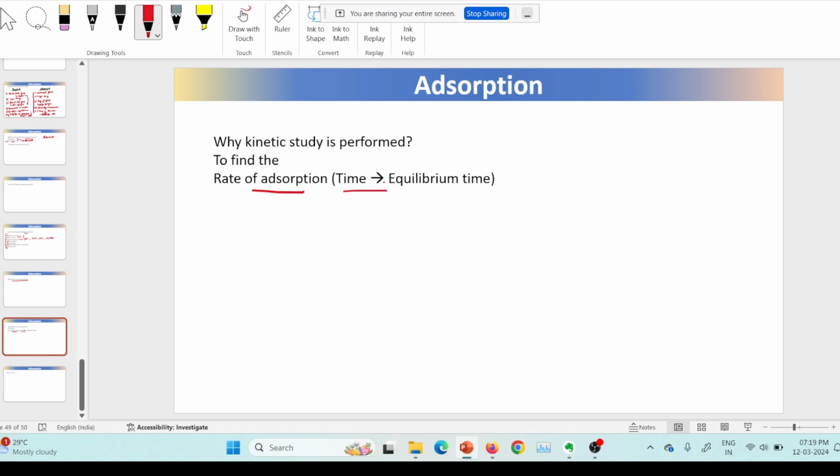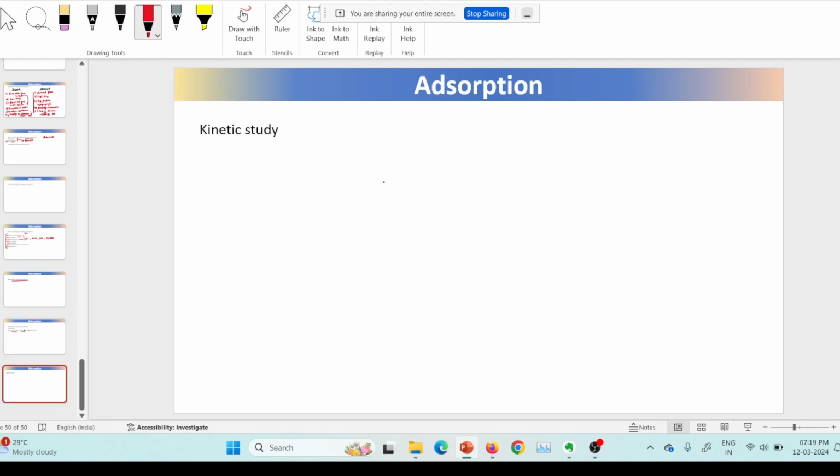We will see it in the next slide. We'll find the time, which is called equilibrium time. Now we'll study the equilibrium study. In the equilibrium study, we'll take a conical flask, and it will contain adsorbate and adsorbent both.